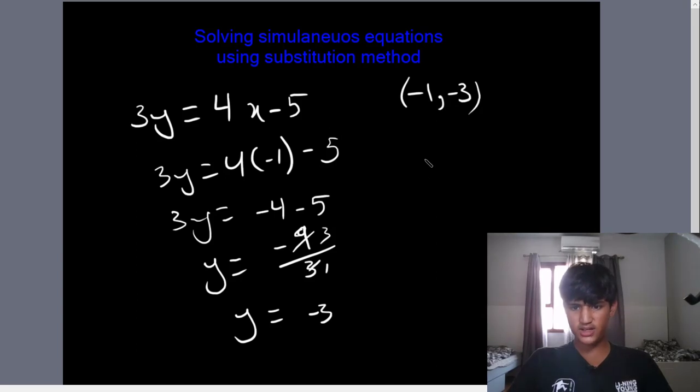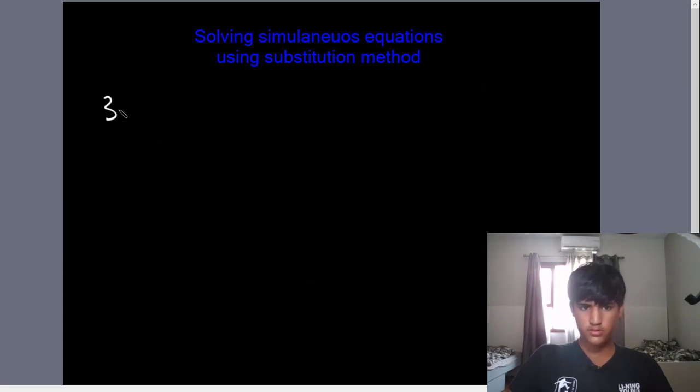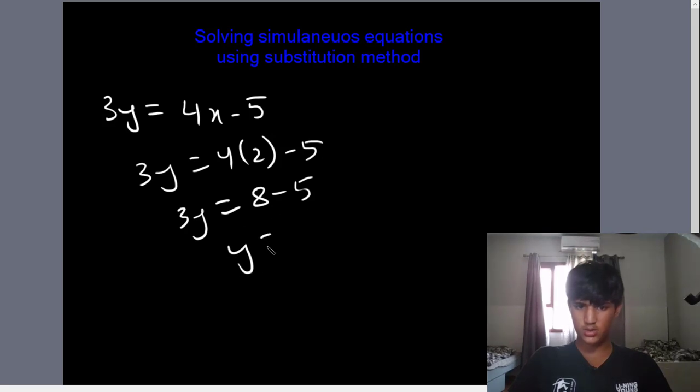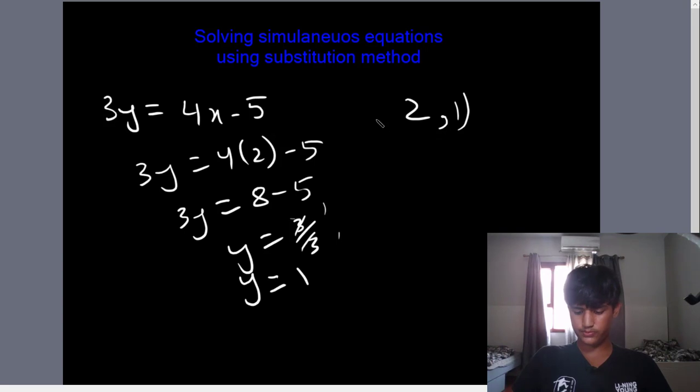I'm running out of space here, so I'm just going to go to a new page. 3y is equal to 4x minus 5. 3y is equal to 4 into 2 minus 5. 3y is equal to 8 minus 5, and then y is equal to 3 upon 3. So we're left with y is equal to 1. So the second answer is 2 comma 1.